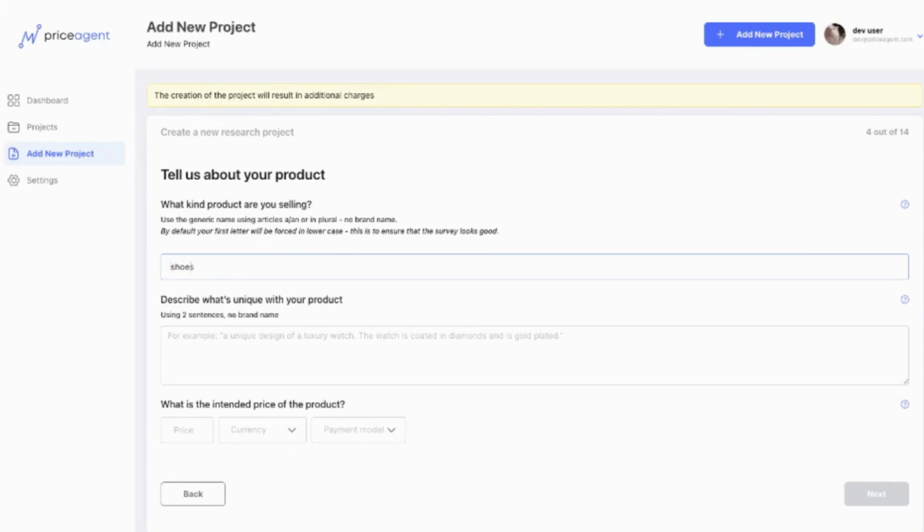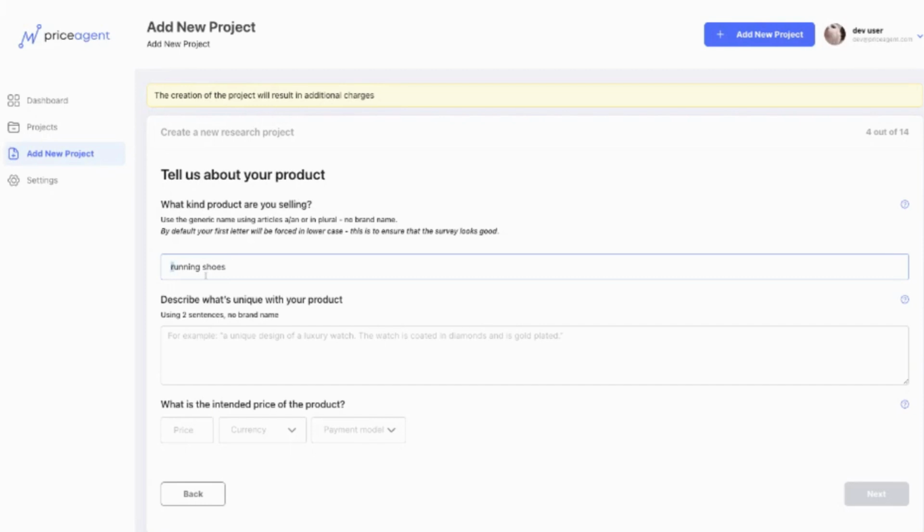The more descriptive you are, the better your results will be. So if you write just shoes, that's not very descriptive, but it could be vegan running shoes or designer running shoes, anything like that, for example. The more description you get, the more accurate the results will be.